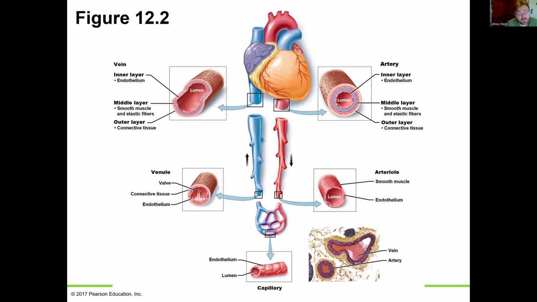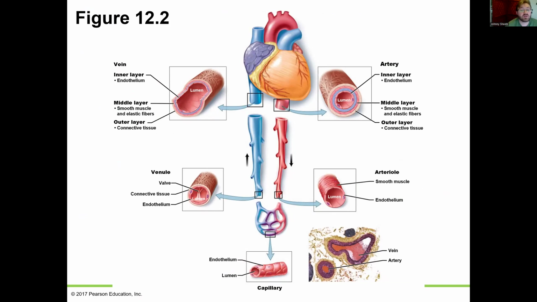An arteriole is going to have a layer of smooth muscle and a layer of endothelium, but it is not going to be surrounded by a layer of connective tissue. Same thing's going to go for a capillary. The endothelium of a capillary is only going to be one cell thick. This is going to be aiding in gas exchange between the surrounding tissues.